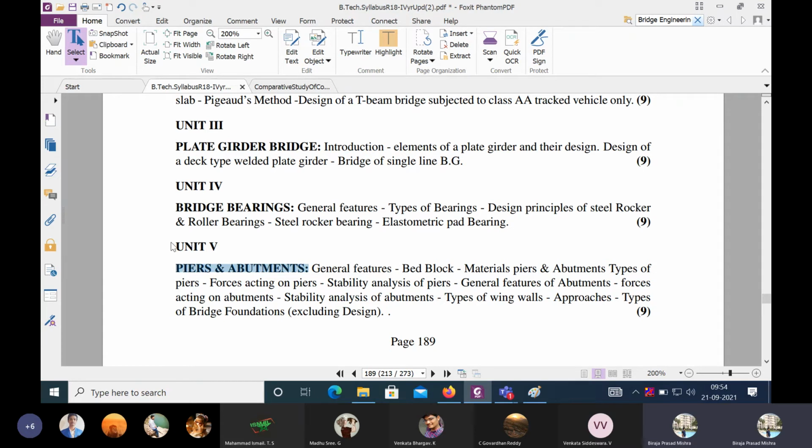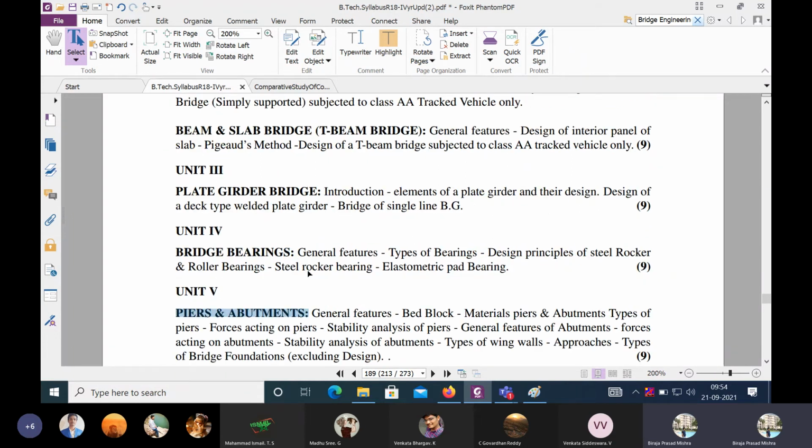Here we have the general features. What is the bed block? What are the materials for piers and abutments? What are the types of piers? Forces acting on piers, stability analysis of piers, general features of abutments, forces acting on abutments, stability analysis of abutments. What are the types of wing walls? Whatever we have studied, approaches and all. Here we don't have the design part, only the design of this structure.